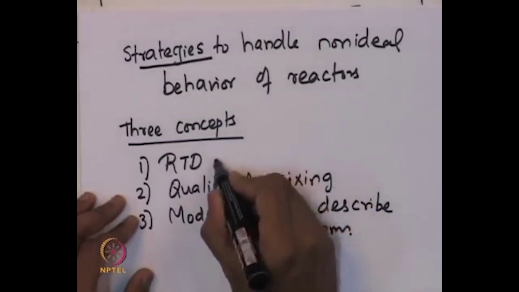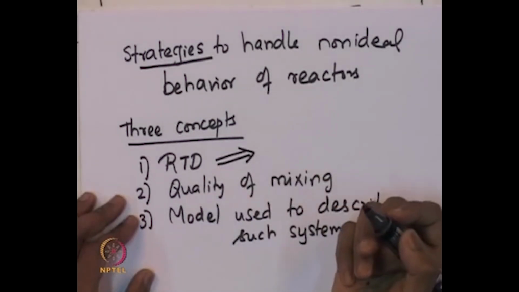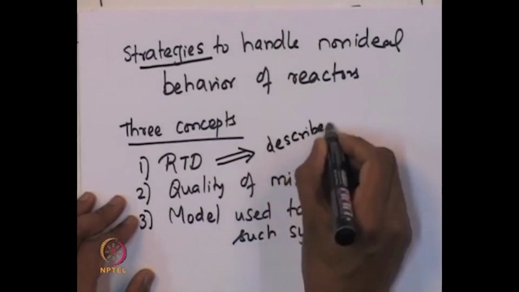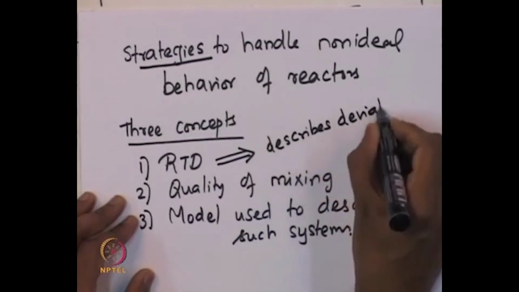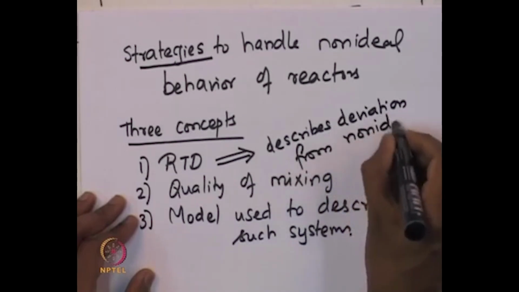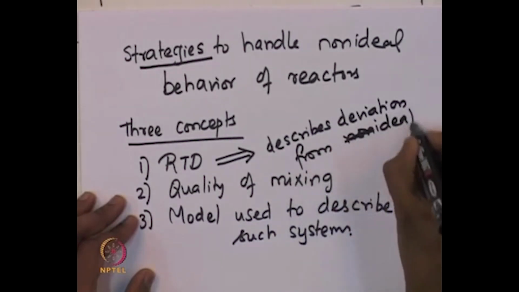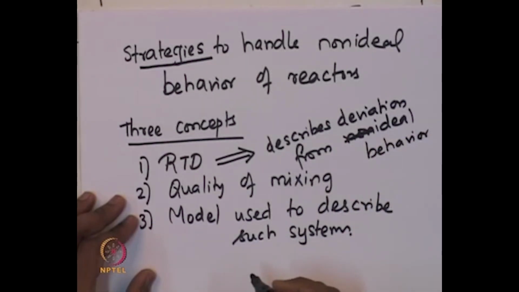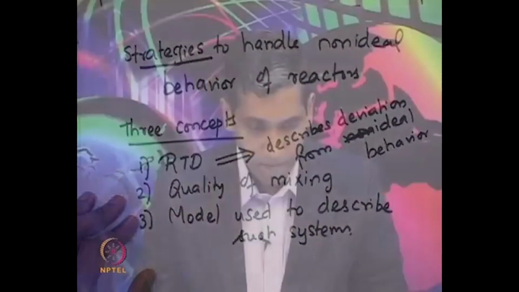And in fact, the RTD, the residence time distribution, describes the deviation from ideal behavior. So, the residence time distribution actually captures the deviation from the ideal flow behavior, and so we are going to look at how it captures in a short while.